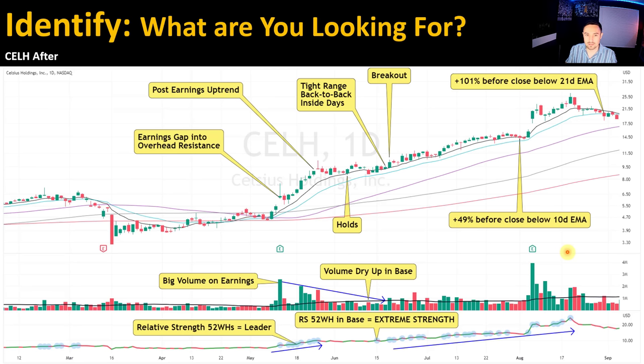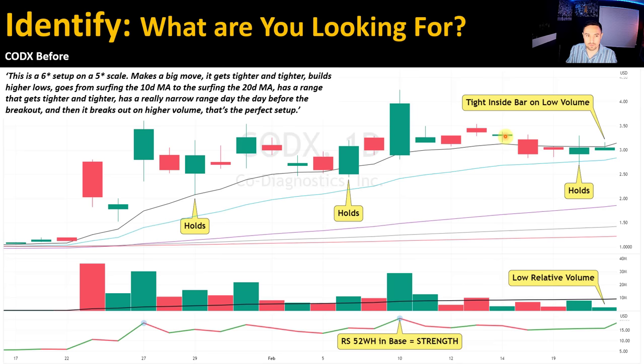Look how the volume dries up. Okay, here it is. Here's the setup in here. See how it comes out of this base, starts trending higher lows, tight bar in there, and then off it goes. Next one, Kodaks. This is a 6-star setup on a 5-star scale. Makes a big move, it gets tighter and tighter, builds higher lows, goes from surfing the 10-day to surfing the 20-day, has a range that gets tighter and tighter, has a really narrow range day before the breakout, and then it breaks out on higher volume.